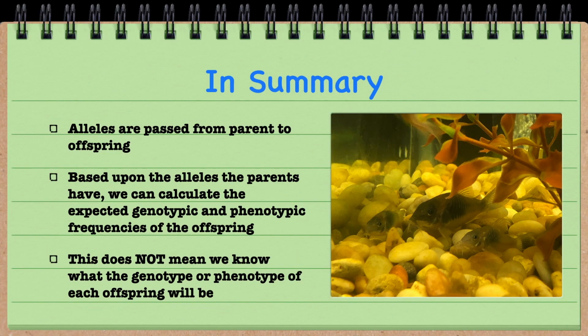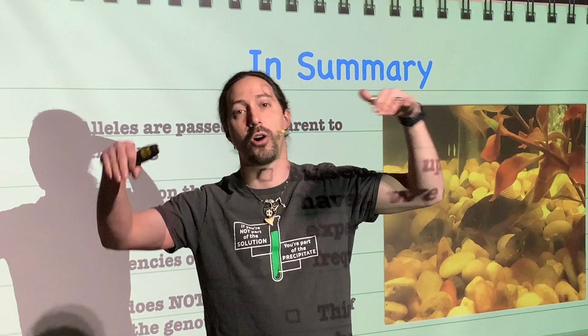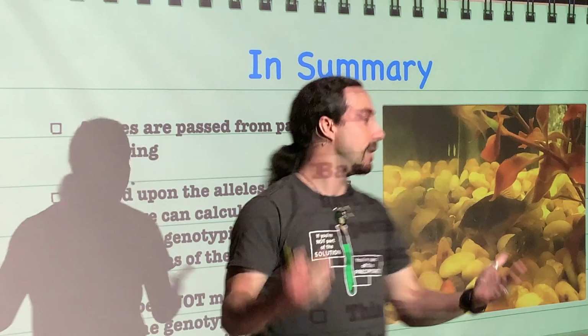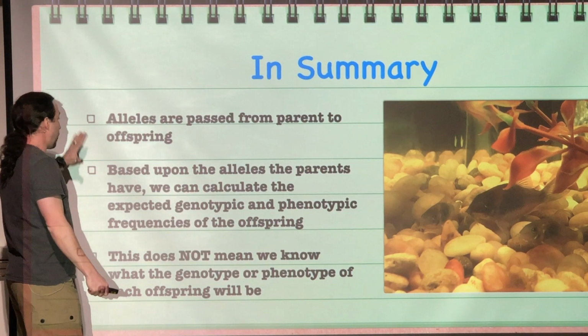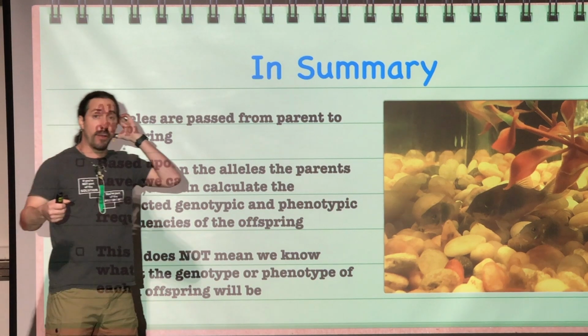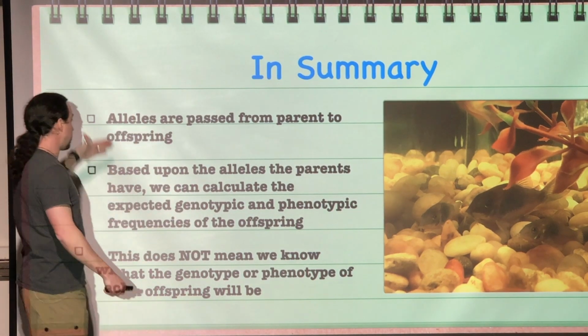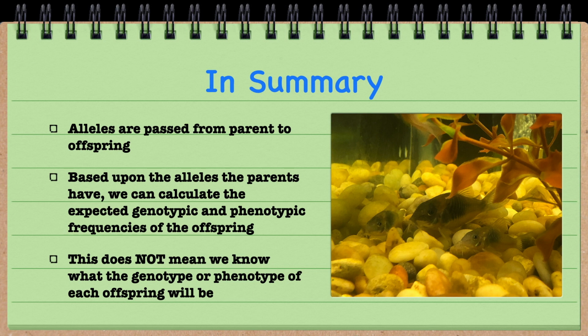So in summary of all this, alleles are passed down from the parents to the offspring, and this is called inheritance, and that's what we look at when we're looking at genetics. It's all based upon the alleles that the parents have. The parents cannot pass on alleles that they don't have, so it's all dependent upon those and what gametes those parents can make. From that, we can calculate the expected genotypic and phenotypic frequencies that they would have for their offspring.